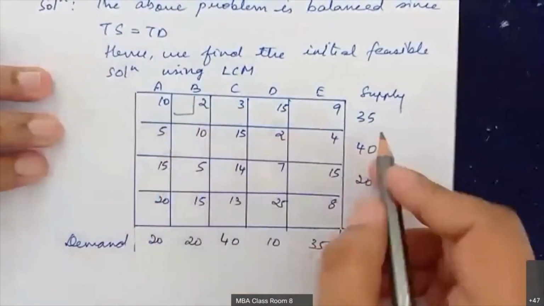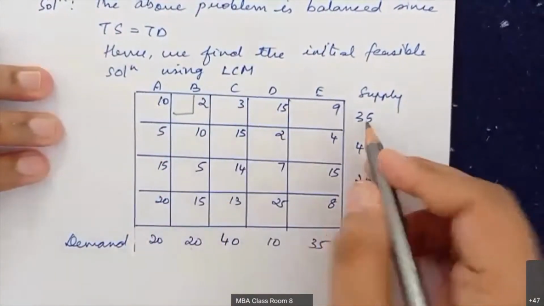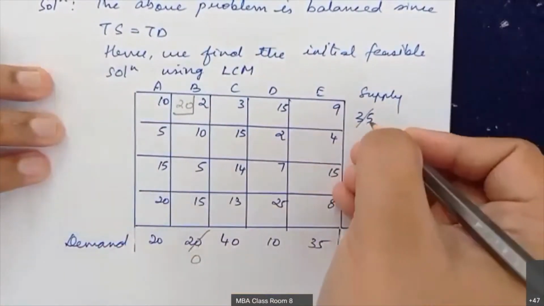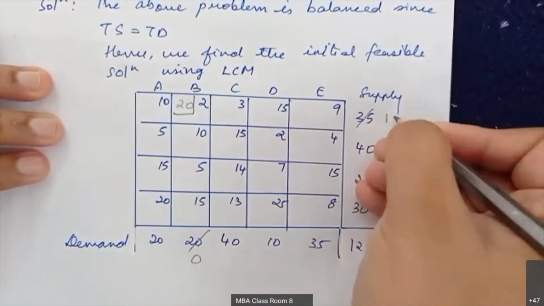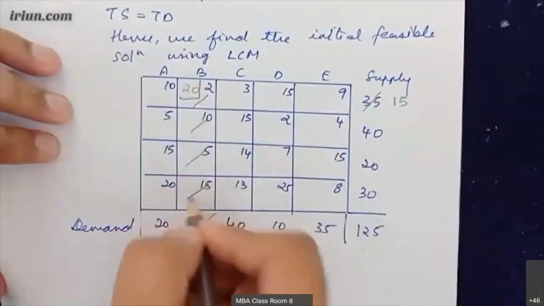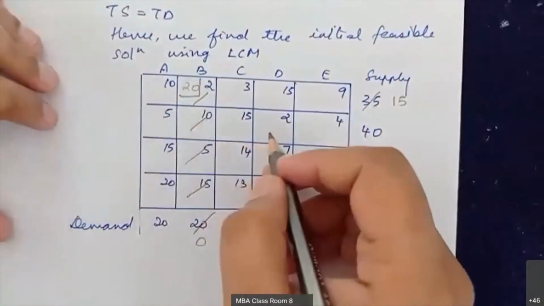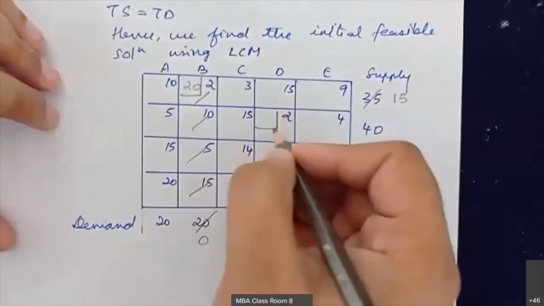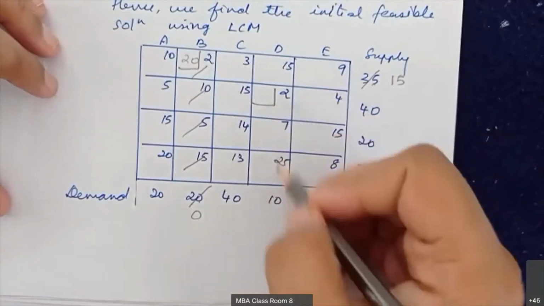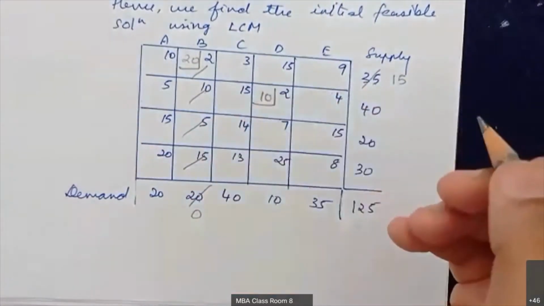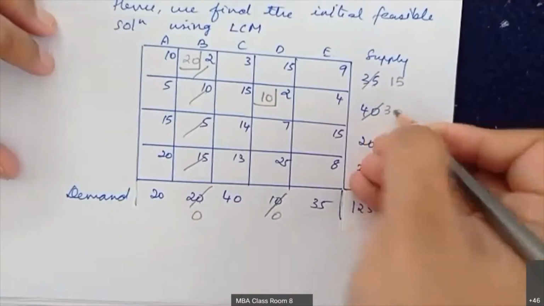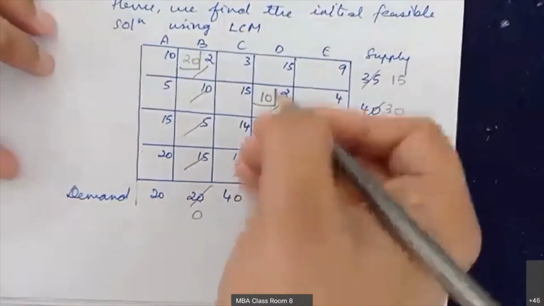What is the minimum of supply and demand? It is 20 here and 35. So the minimum is 20, so I'll allocate 20. This will become 0 and this will become 35 minus 20, that is 15. Since this is 0 over here, I will cancel out all the other cells in that particular column. Next, which is the least cost cell? We have the second cell over here with the least cost, so I allocate to this cell. What is the minimum of supply and demand? Supply is 40, demand is 10, which is a minimum of 10. So I will allocate 10 there. I will make it 0, and this one will be 40 minus 10, which is 30. Since it is 0 over here, I will cancel out all the other cells in that column.